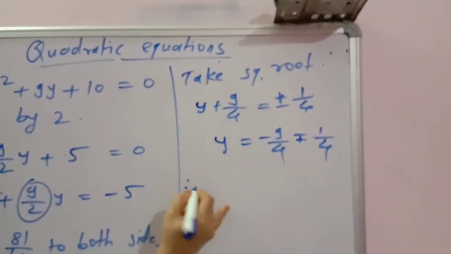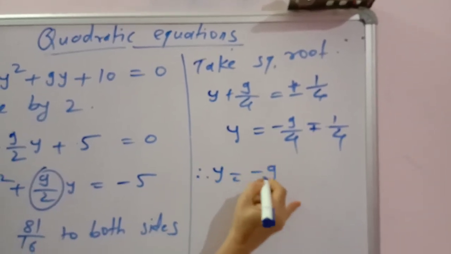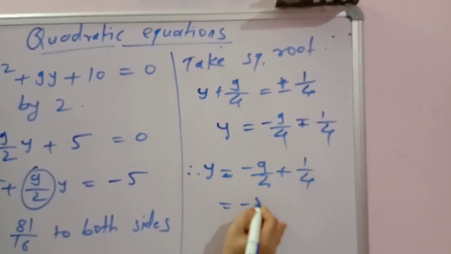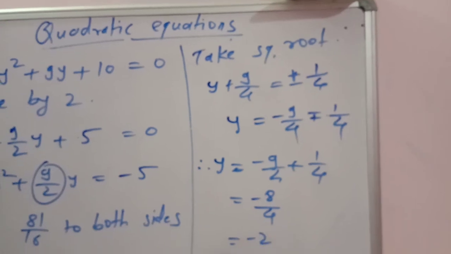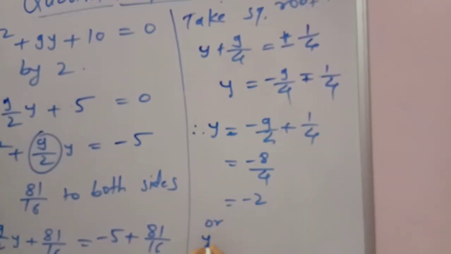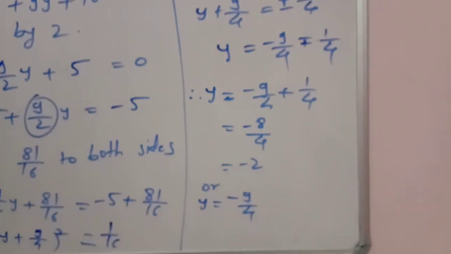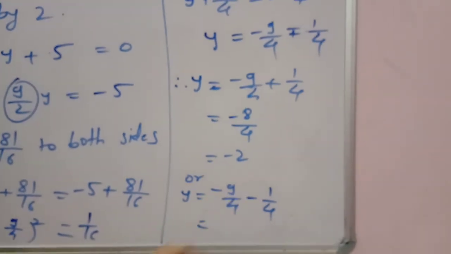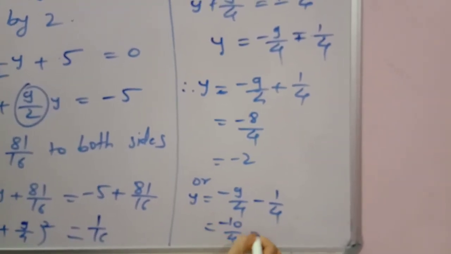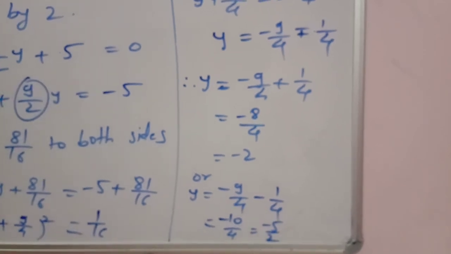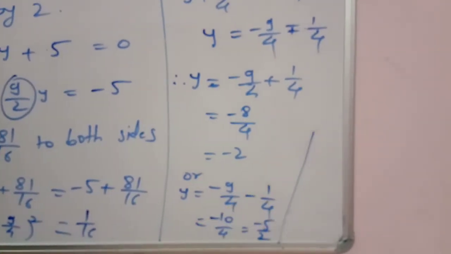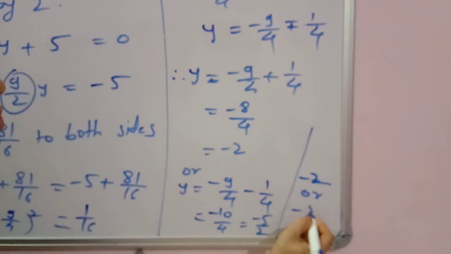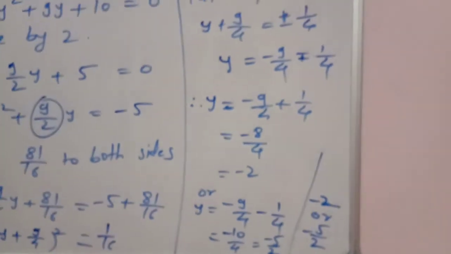What are our two cases? It is y equal to minus 9 upon 4 plus 1 upon 4, which is minus 9 plus 1, minus 8 upon 4, that is negative 2. Or it is y equal to minus 9 upon 4 minus 1 upon 4. Negative 9, negative 1, it is negative 10 upon 4, that is negative 5 upon 2. So the roots of the given quadratic equation are negative 2 or negative 5 upon 2.